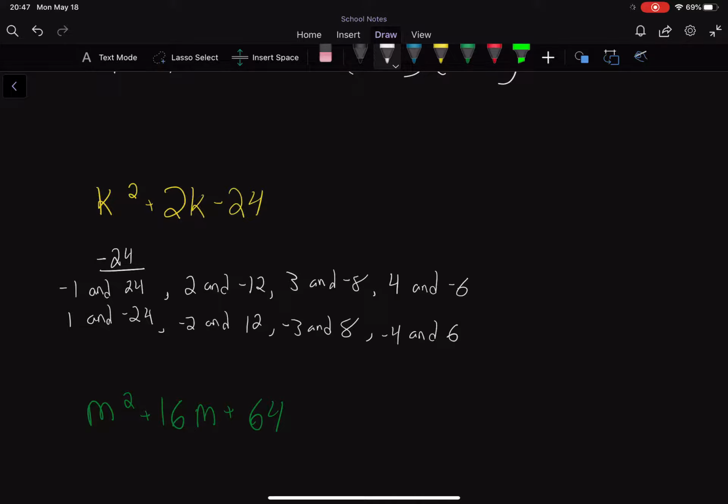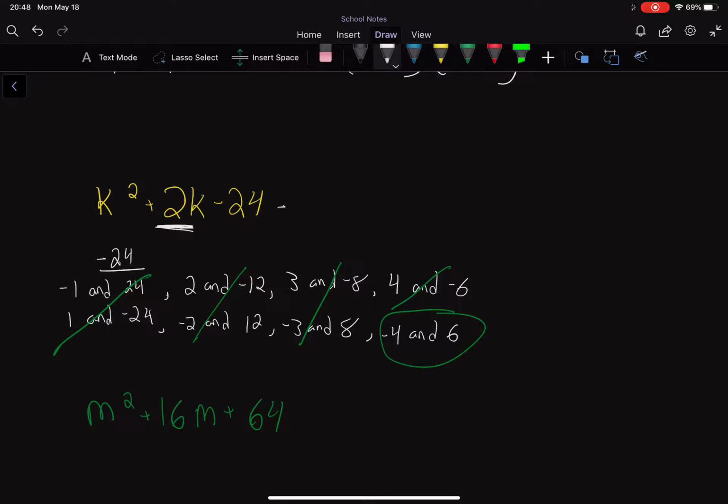Well, which of these factors adds up to positive 2? Negative 1 and 24 or 1 and negative 24? That is not it, so let's cross that out. 2 and negative 12 or negative 2 and 12? Nope, that's not it either. 3 and negative 8 and negative 3 and 8, those will add up to negative 5 or positive 5, so that's not it either. 4 and negative 6 adds up to negative 2, so it's not that one. Negative 4 and positive 6 sounds much better. That adds up to positive 2.